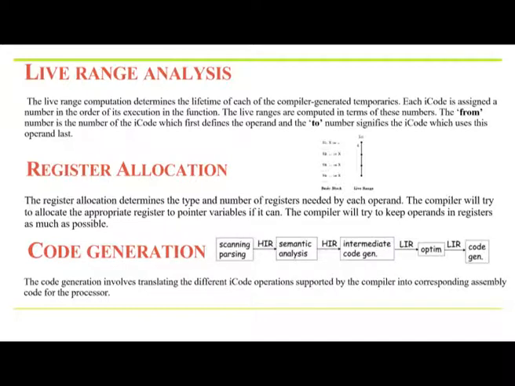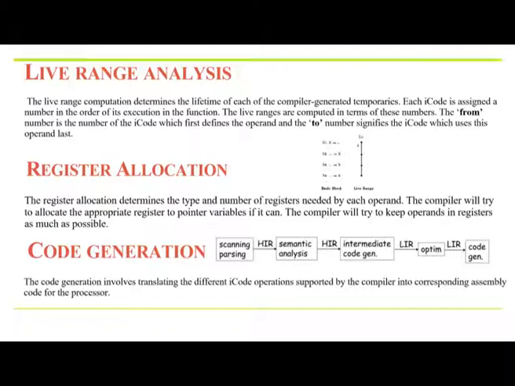During the intermediate code generation phase, the compiler assumes the target machine has an infinite number of registers and generates a lot of temporary variables. The live range computation determines the lifetime of each of these compiler generated temporaries. Each I-code is assigned a number in the order of its execution in the function. The live ranges are computed in terms of these numbers. The from number is the number of the I-code which first defines the operand, and the to number signifies the I-code which uses this operand last.